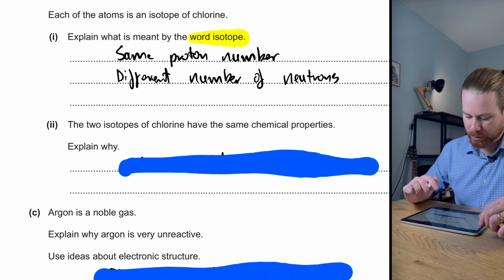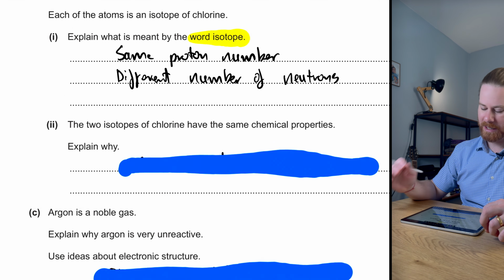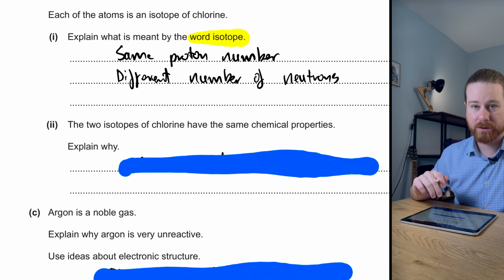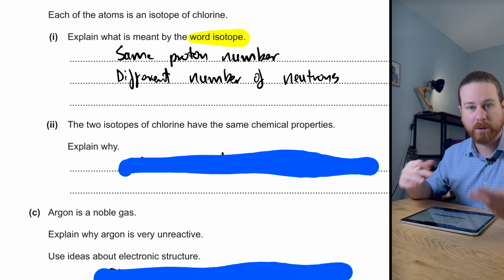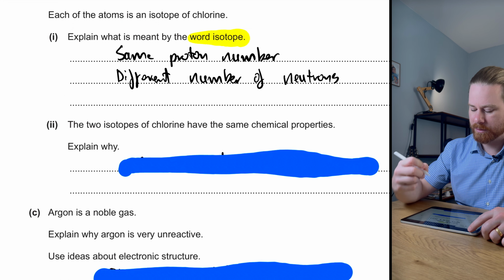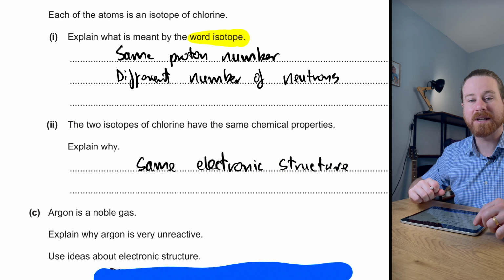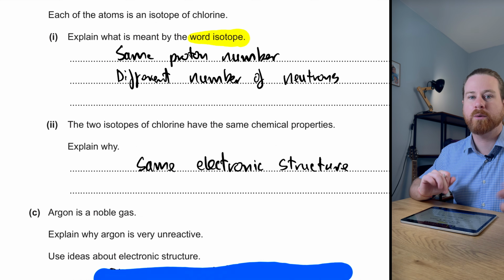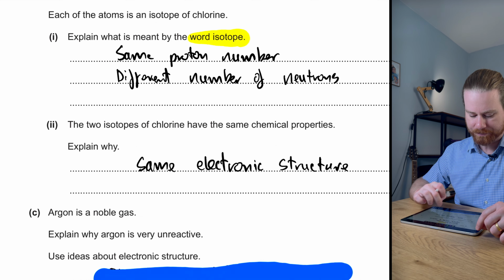Alright, so why do 2 isotopes of chlorine have the same chemical properties? Chemical properties are never dictated by the number of neutrons, they're always dictated by the electronic configuration. So what is our answer? They've got the same electronic structure. That's really important. Chemical properties is always linking to electrons.